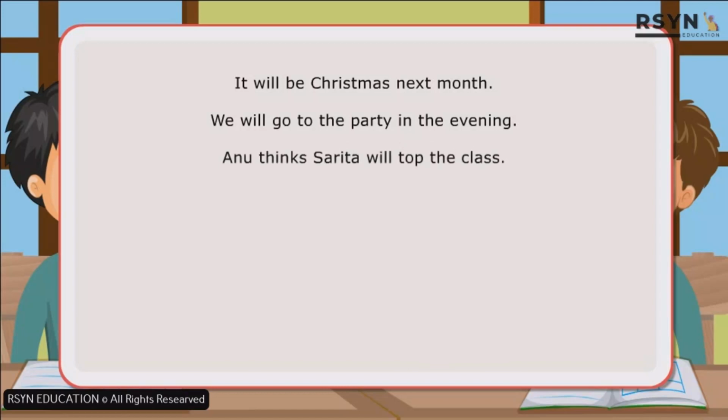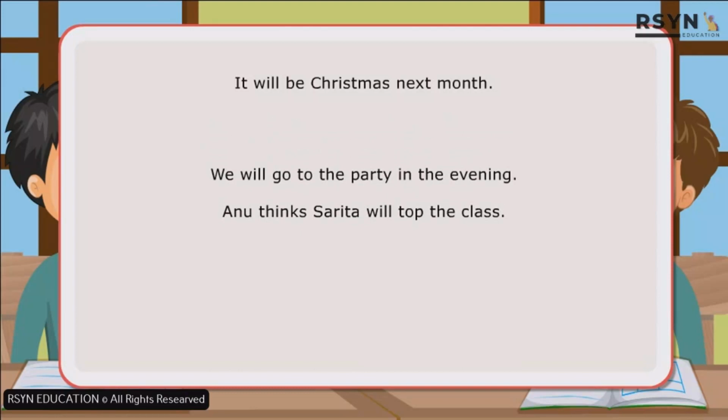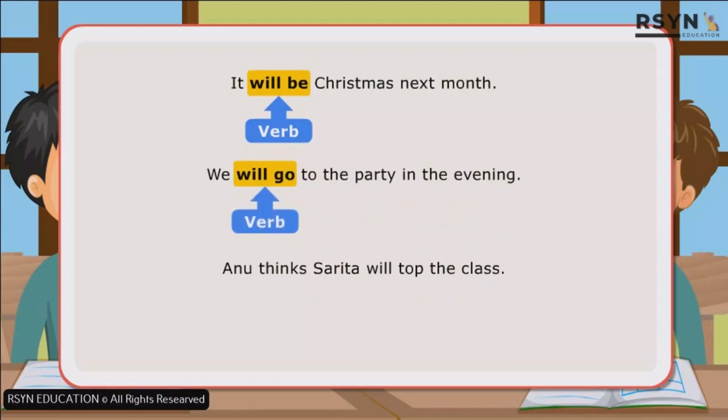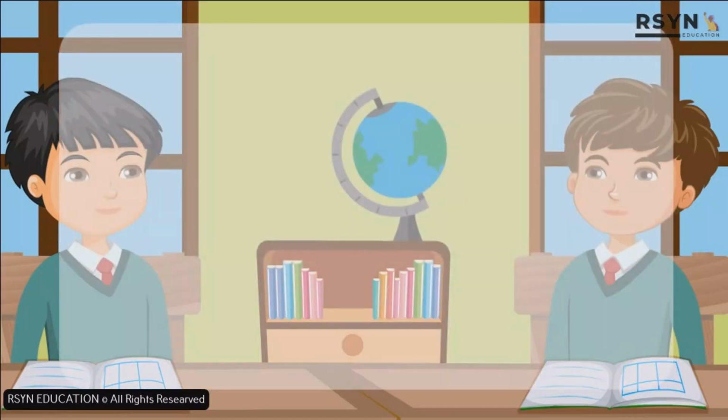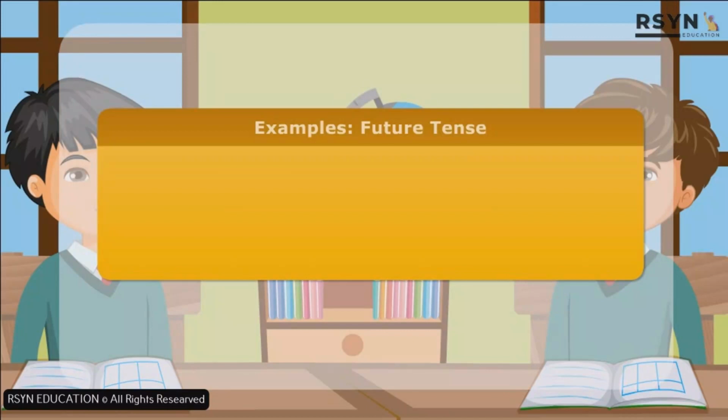In the first sentence, the verb will be tells us a future fact and is future tense. In the next sentence, the verb will go is future tense as it tells about an action we believe we will take in future. In the third sentence, the verb will top is again future tense, since it expresses something Anu thinks will happen in future time. Here are few more examples of use of future tense. Gitika will find time for her favorite sport. Tulika will bring food for everyone.